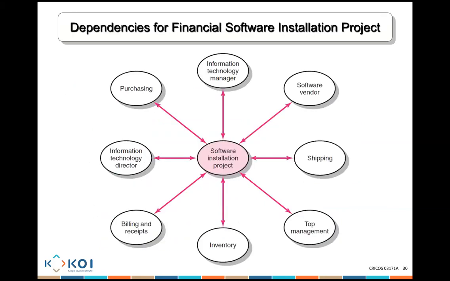There's in the textbook an example of a dependency for a financial software installation. Who is my stakeholder? There's an information technology manager. There's a software developer. There's a software vendor. There's a shipping company. There's top management who need to provide the support and the money. There's the inventory people who might need to use that software. There's billing and receipt people. There's the information technology director. There's a purchasing team who needs to give me the money to make the purchase. So you need to ask yourself all of these questions.